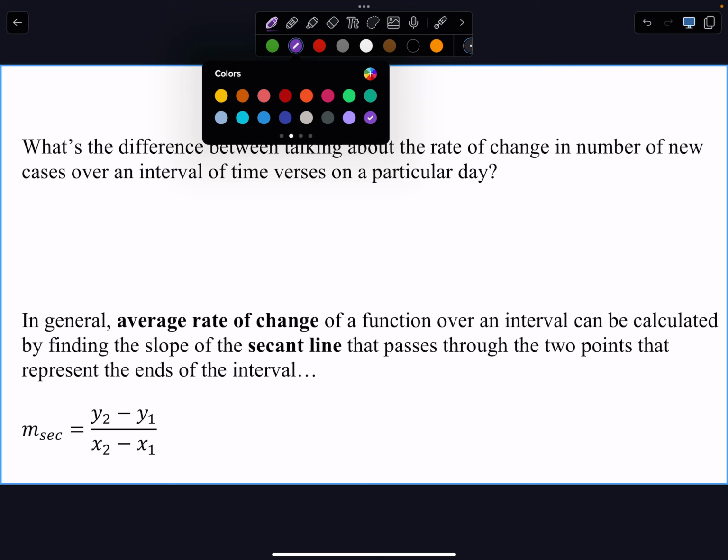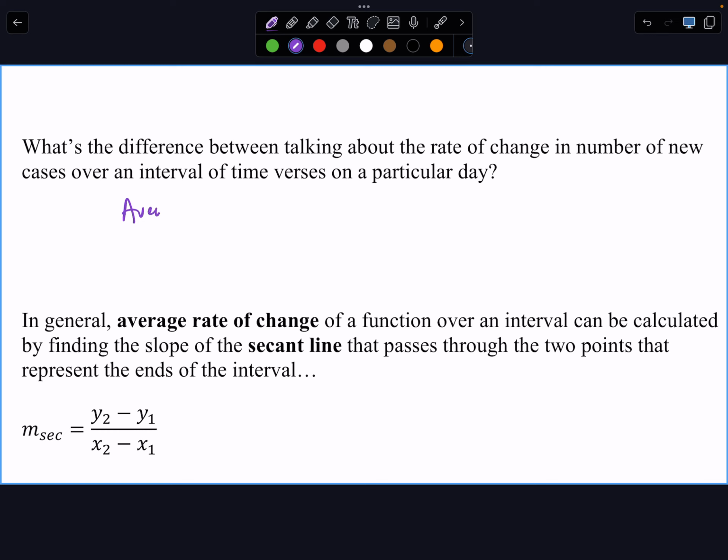Okay. So you just calculated an average rate of change over an interval. What's the difference between talking about the rate of change in number of new cases over an interval of time versus on a particular day? Over an interval of time, we'd be talking about average rate of change.